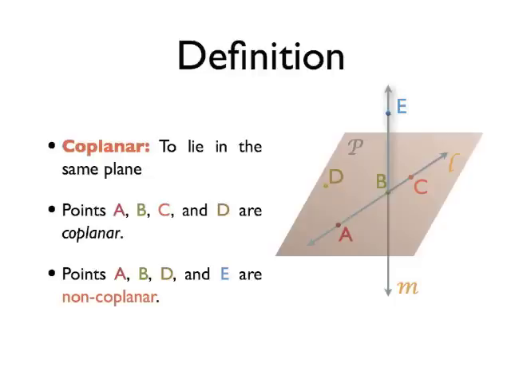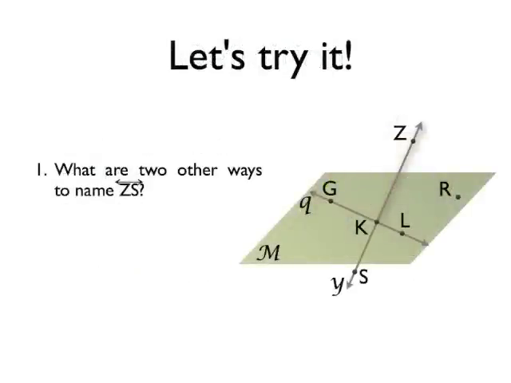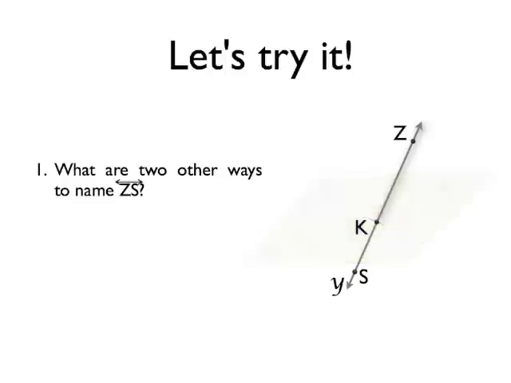Okay, let's give this a try. What are 2 other ways to name line ZS? Well, something that is going to be very helpful is if you simplify the figure. So let's get rid of everything that isn't line ZS. Now that we're only looking at the line, we can see that we can easily name it line SK or line KZ. Also, because the Y is down at the bottom arrowhead there, we can also name it line Y.